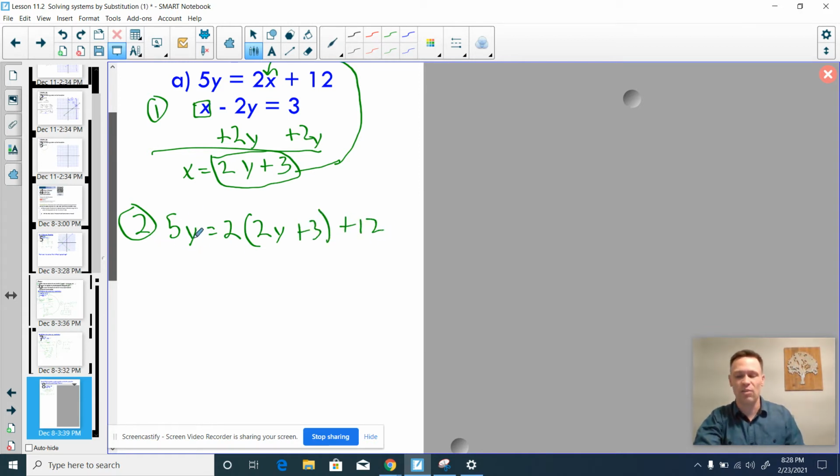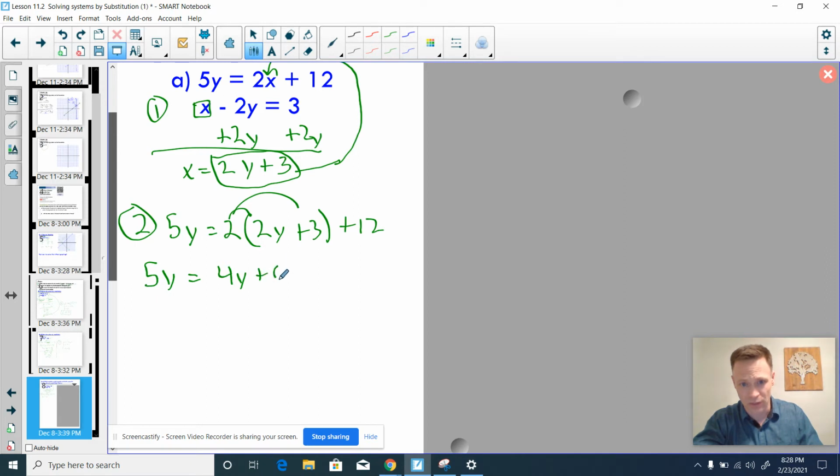And now I only have y, so I will now start solving for y. So I have to distribute a 2. That'll give me 5y is equal to 2 times 2y is 4y, 2 times 3 is 6, plus 12. I have some like terms to combine. I'll end up with 5y is equal to 4y plus 18.